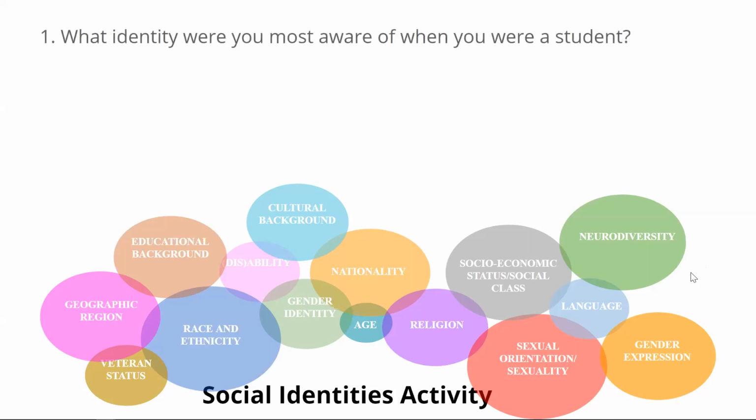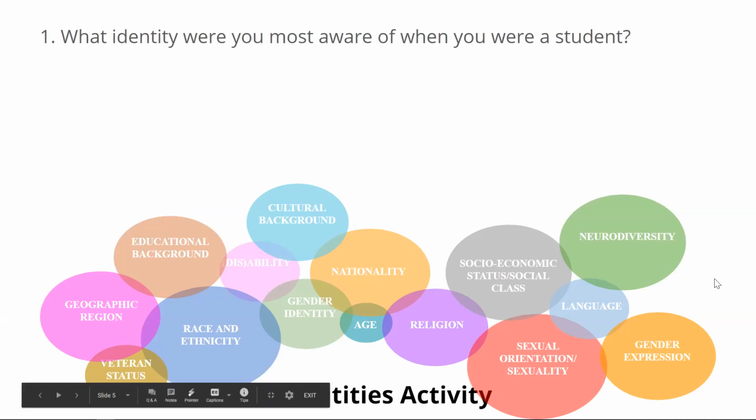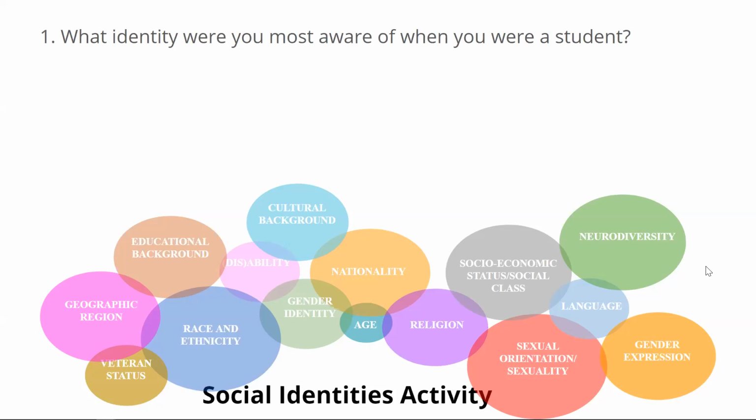So the first one is, what identity were you most aware of when you were a student? Thinking about these different identities at the bottom, which identity for you were you most aware of as a student, whether that be a high school student or a college student? Maybe perhaps there's a memory around one of those identities that came up for you.